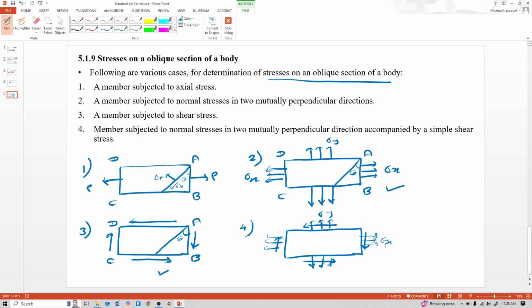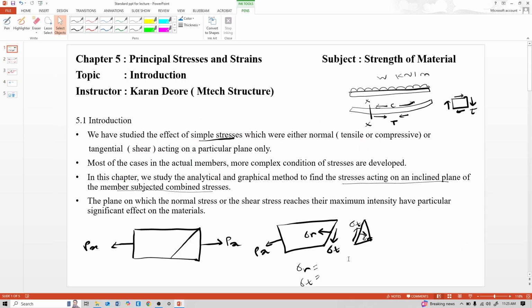Sigma x and shear tau. So this is the introduction of the principal stresses and strains chapter.